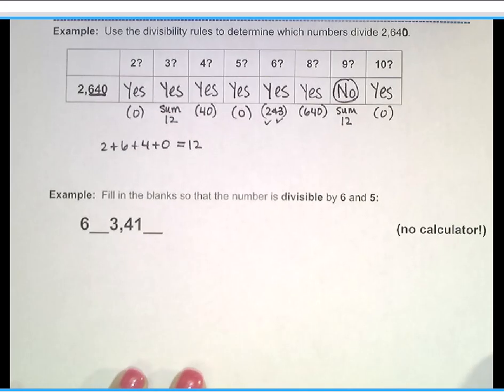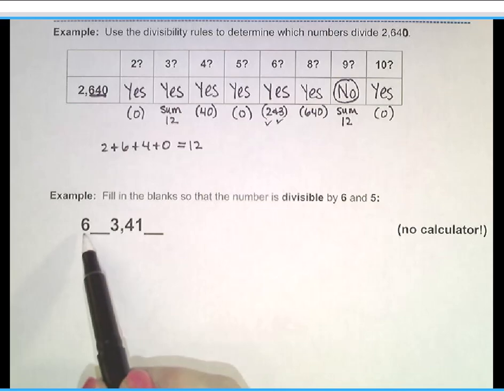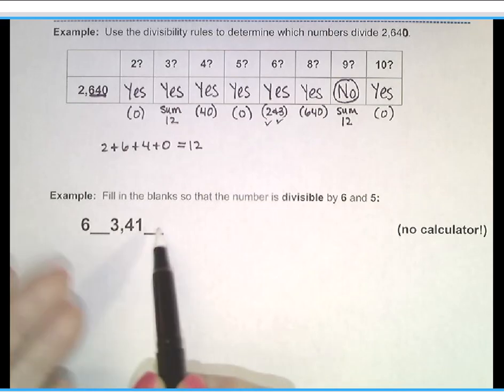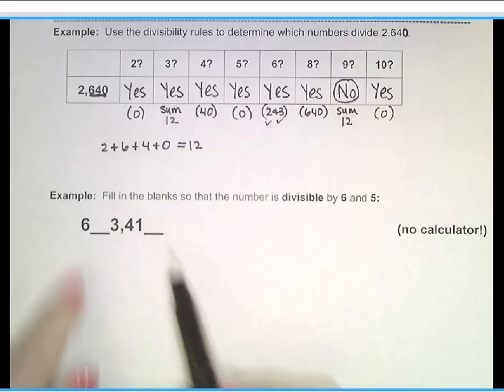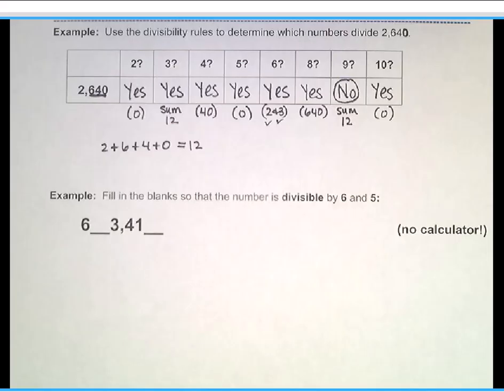Now I like this next question. It says fill in the blanks. You're going to put a single digit in here, so it's 600 and something thousand 400 and then something here at the end. We want to fill in the blanks with single digits so that the full number is divisible by 6 and 5. And the kicker here is to not use the calculator, okay? Divisible by 6 and 5.